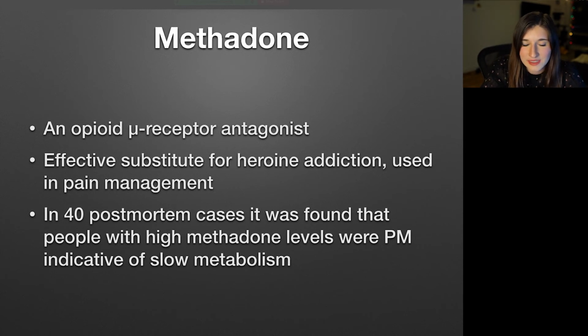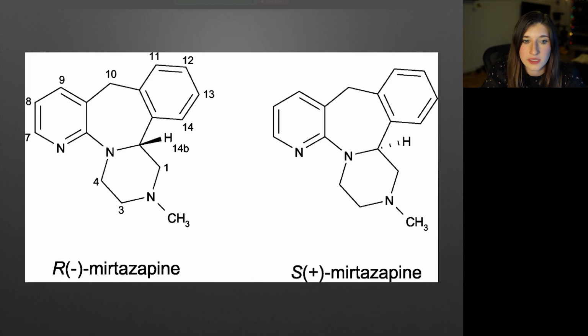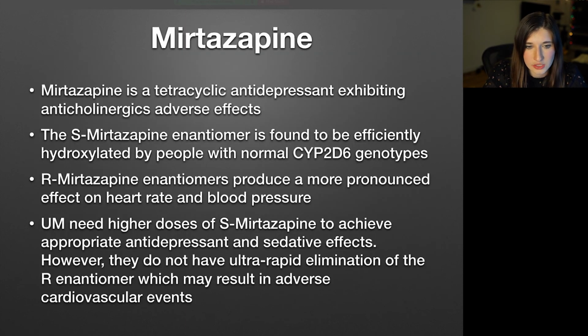And then this next little case study I think is really interesting. This is mirtazapine, a tetracyclic antidepressant exhibiting anticholinergic adverse effects. I don't know if any of you remember from chemistry, but there are enantiomers of molecules in general, which is when they have different stereochemistries. You can see here that the R mirtazapine has that H on a wedge, and the S mirtazapine has an H on the slashed lines.